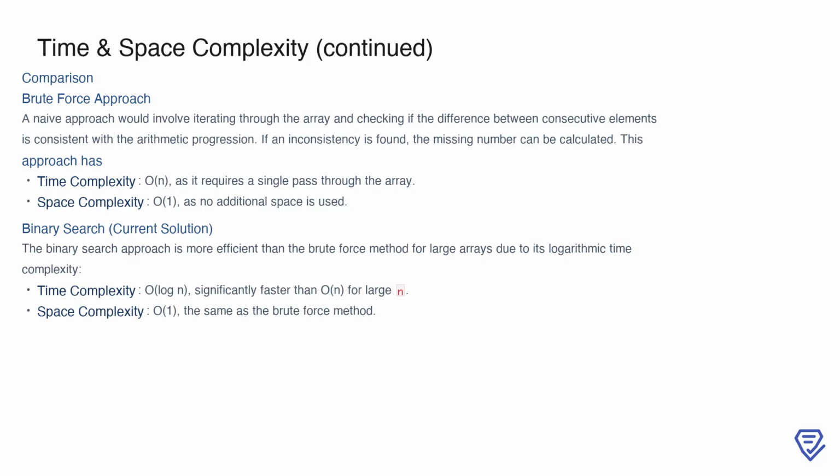In contrast, the binary search approach significantly improves the time complexity to O(log n), making it much faster for larger arrays. Importantly, both approaches share the same space complexity of O(1), so the key advantage of binary search lies in its logarithmic time efficiency.